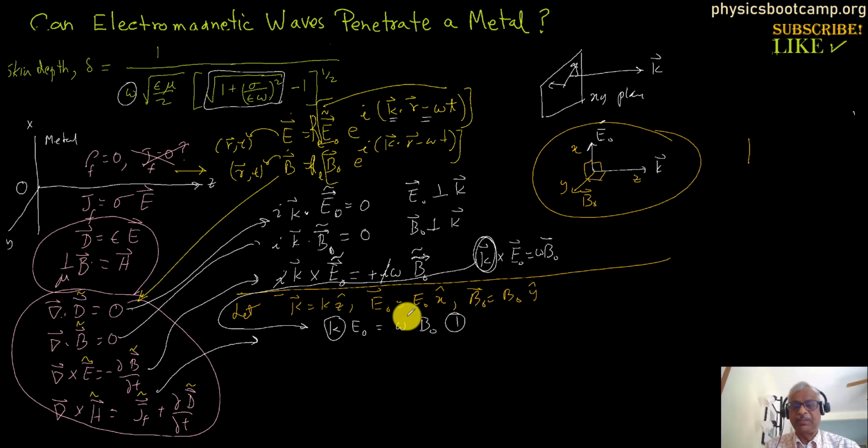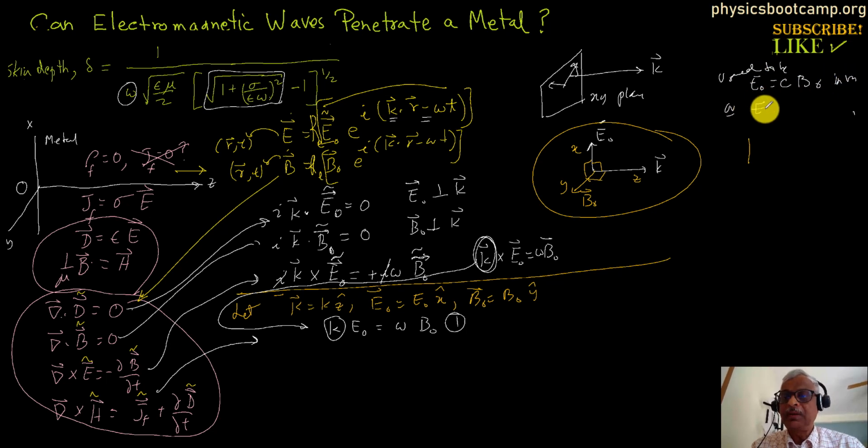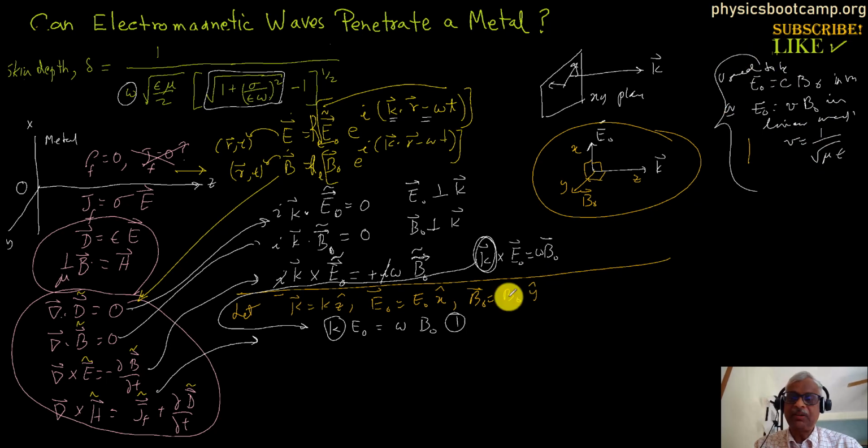So let's keep together. Used to be E0 was c times B0, used to be in vacuum. Our E0 was speed of light times B0 in a linear medium, and v was simply 1 over the square root of mu epsilon. But it's not the case here. You will find out, because this k is pretty complicated stuff.